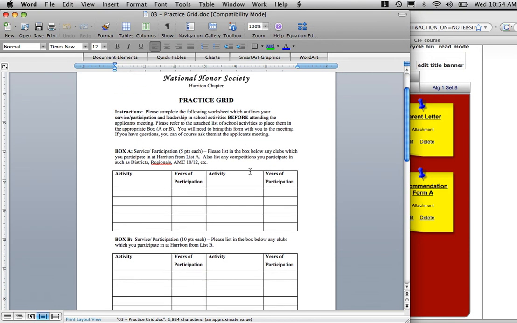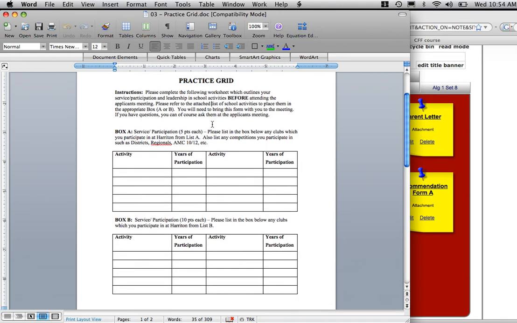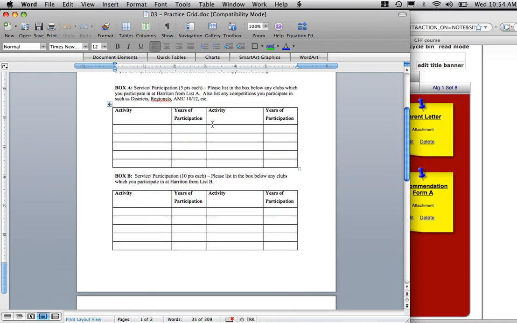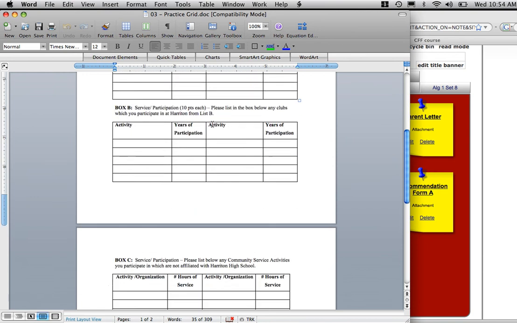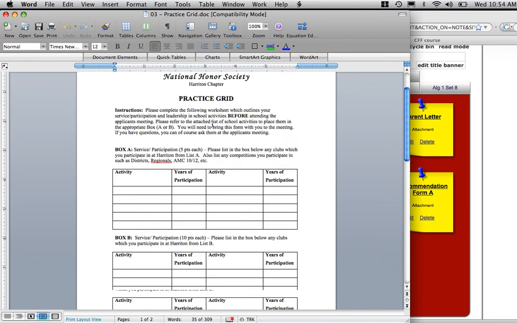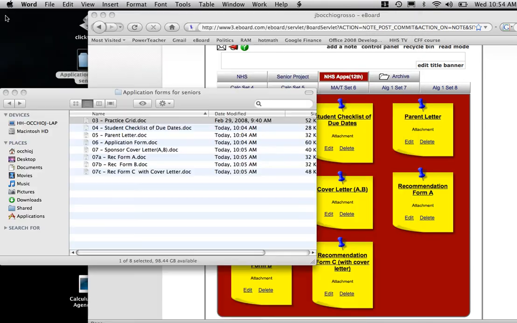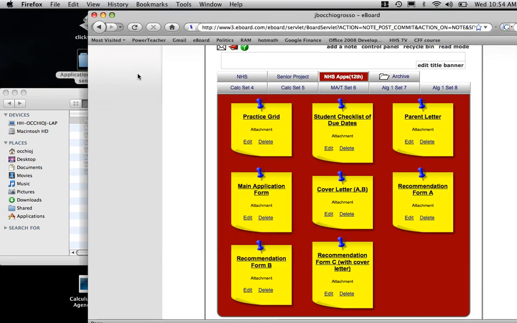It's basically the same exact thing as the application form, except you see it says practice grid right there, and it gives you a chance to list all of your activities over the years at Hariton in the boxes. And if you make a mistake or two, no big deal. When you turn in the formal application, you can print the formal application, which we'll get to in a second.